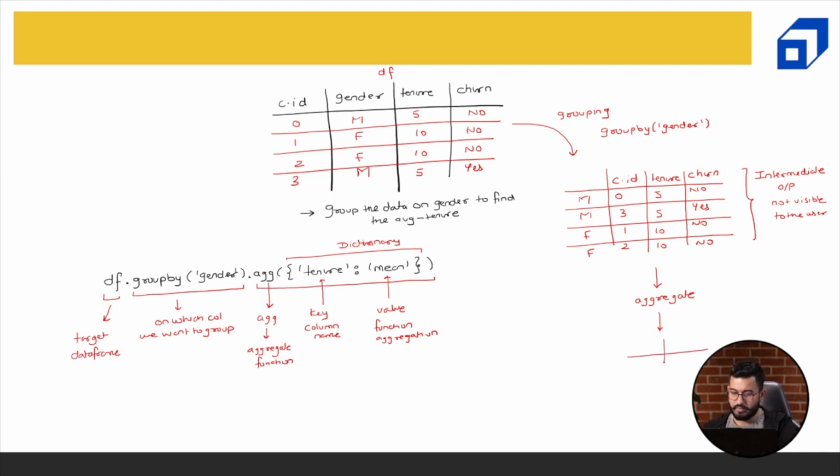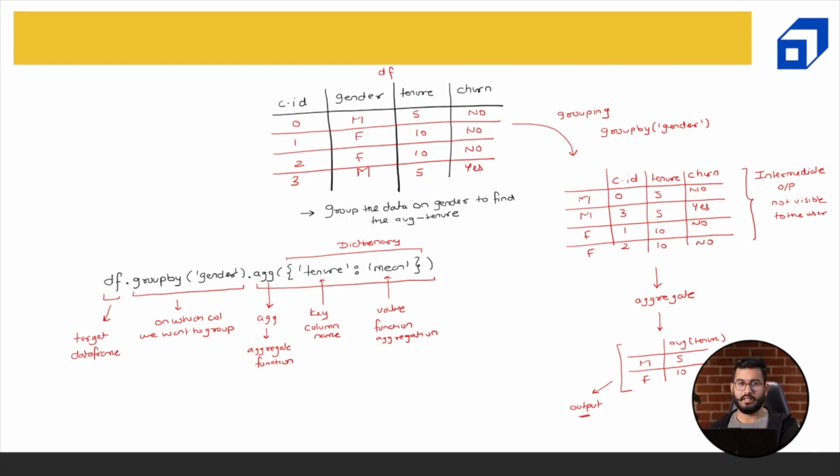I will get the output like this, where I'm having male, female, and against male I'm having average of tenure. So average of tenure will be 5 plus 5, this is 10 divided by 2, again 5, and this will be 10, and this will be my output, which will be visible to us, right? So this is how we group the data.